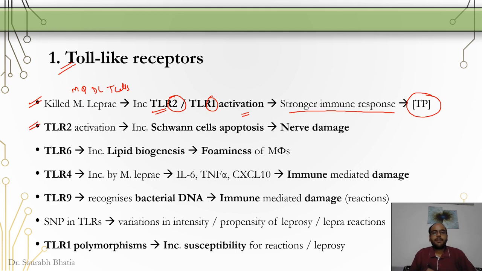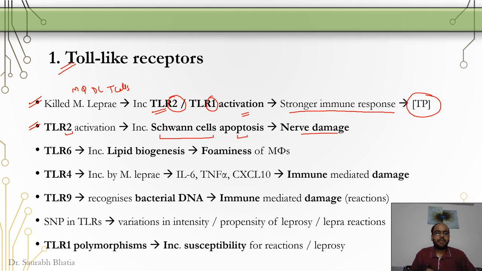The toll-like receptor 2 activation in the Schwann cells leads to Schwann cell apoptosis. When Schwann cells are near the nerve, the Schwann cell is going to engulf the bacilli, and under the action of toll-like receptor 2 activation, the Schwann cells will die and this will lead to nerve damage.